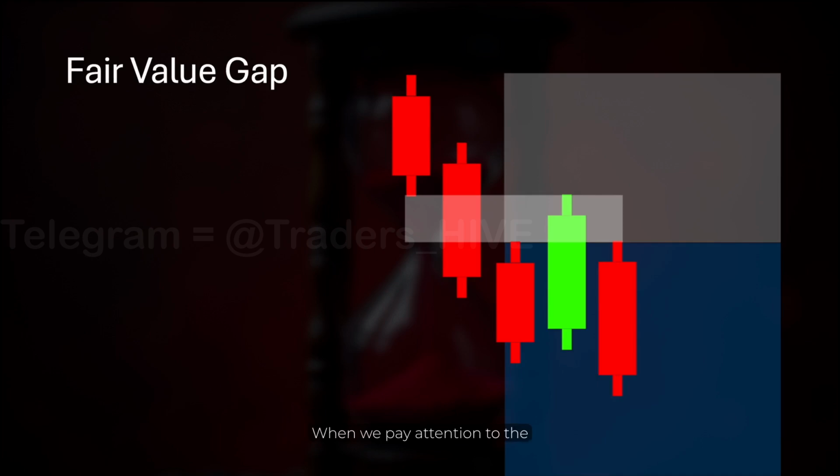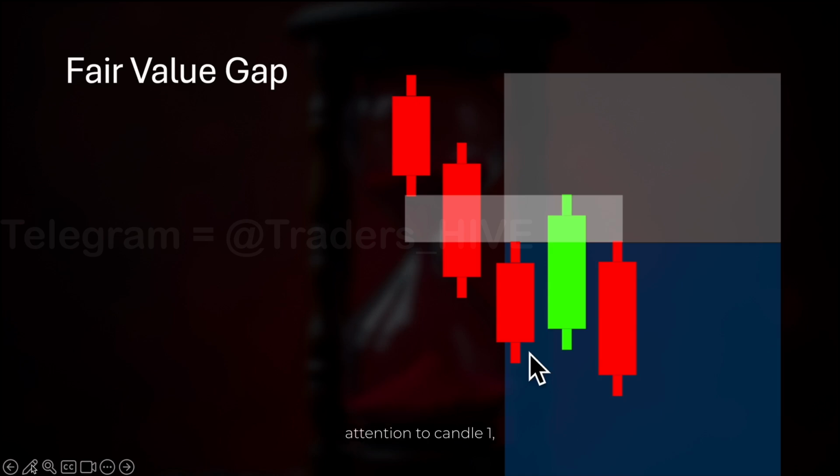When we pay attention to the third entry pattern, the third entry pattern is the fair value gap. And this is a rather simple entry in my opinion, and it's also the entry pattern which in my opinion stands out the most. I can come to any chart and I can just mark up fair value gaps just like this. What the fair value gap creation looks like is the following. What you can see is that there are 3 candles which get created right here towards the downside.